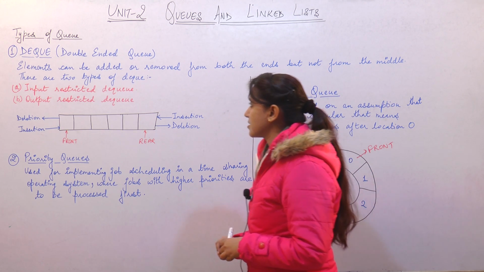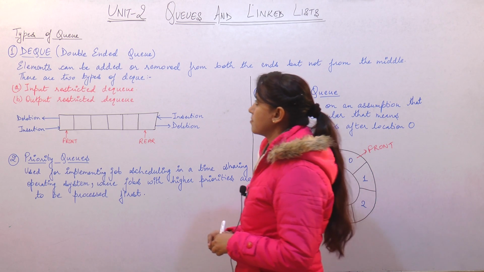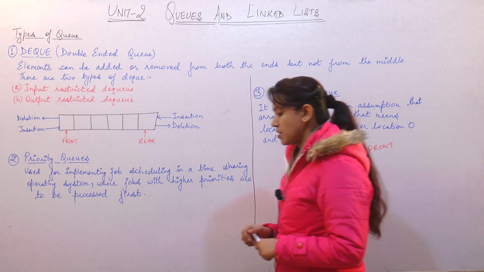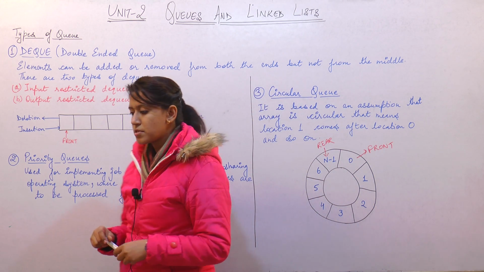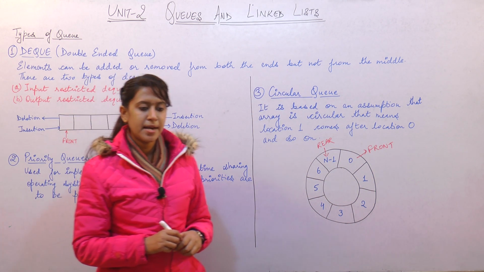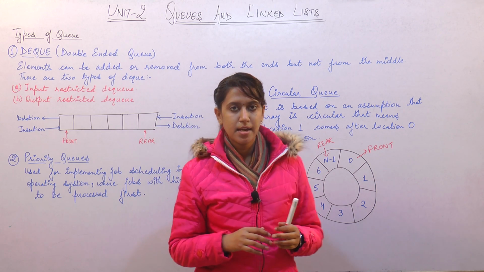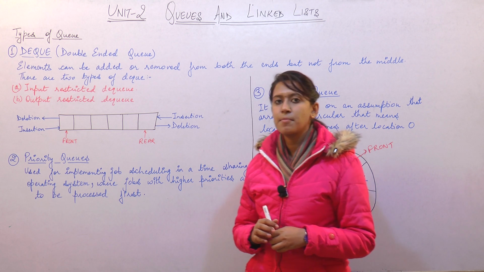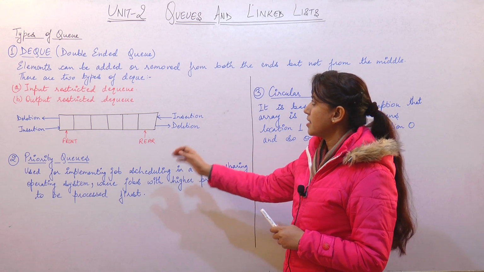So firstly, the first type of queue is DQ. DQ means double ended queues. Such type of queues in which elements can be inserted and deleted from both the ends of the queue, that type of queue is known as double ended queue.